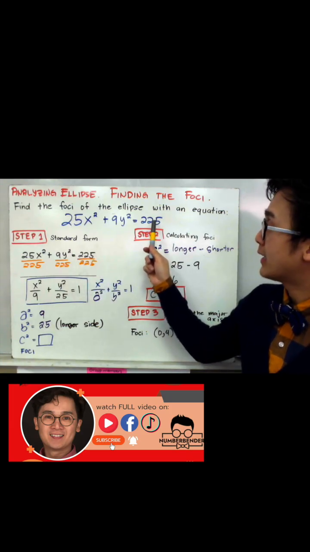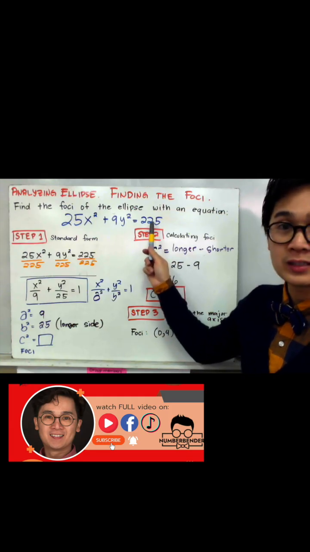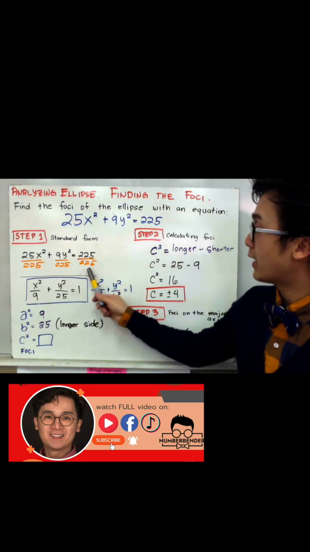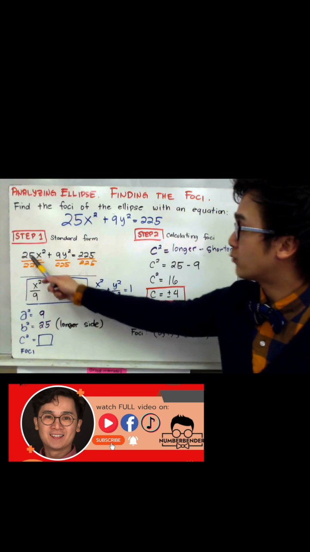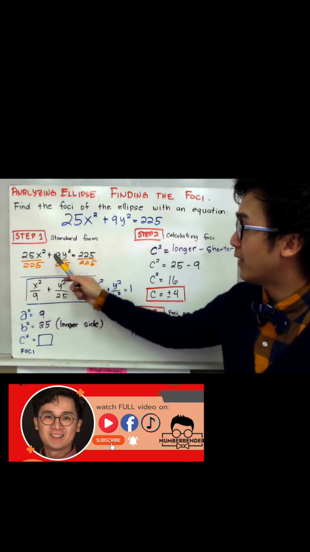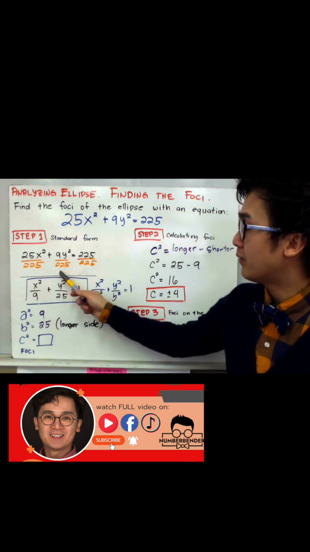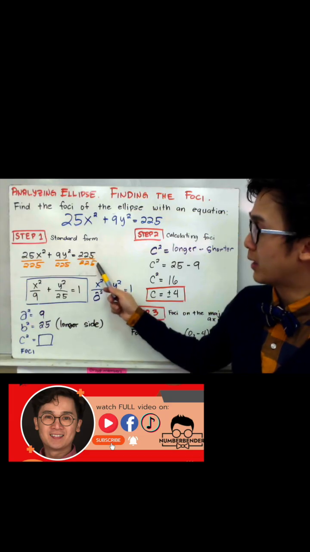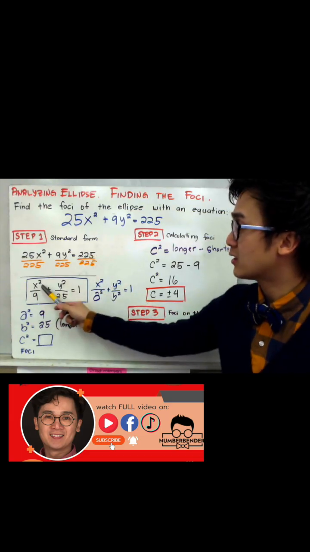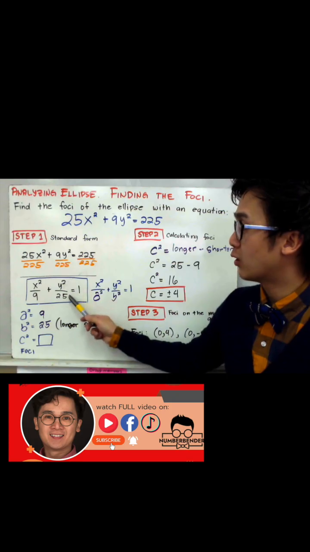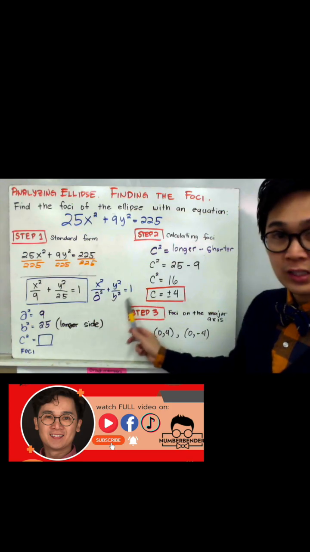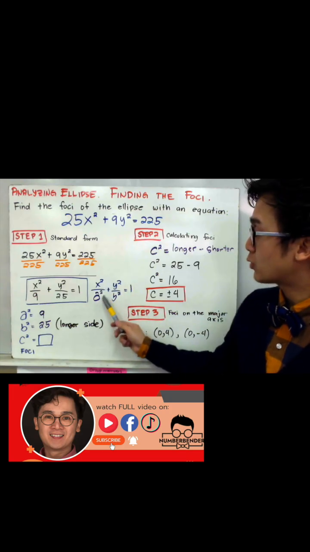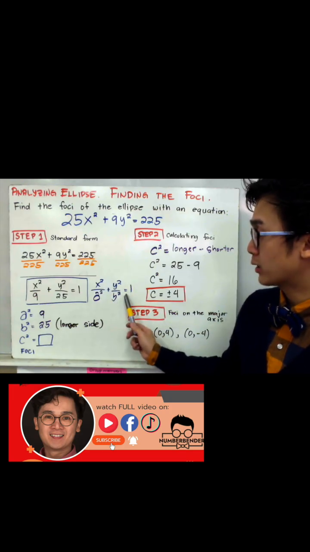because the standard form of an ellipse needs to be equal to 1. Since this is equal to 225, we need to make sure that it's equal to 1 by dividing all the terms by 225. By doing so, we'll have 25 divided by 225 and 9 divided by 225, equal to 225 divided by 225, which will give us x squared all over 9 plus y squared all over 25 is equal to 1, which is in the form of our standard equation of the ellipse: x squared over a squared plus y squared over b squared is equal to 1.